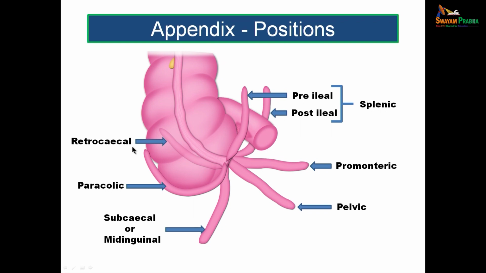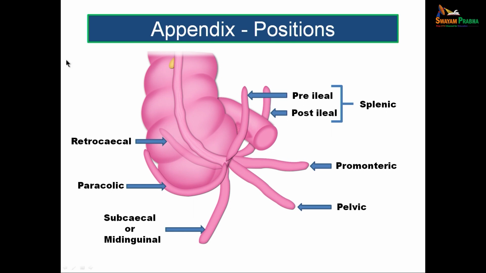So, positions of the tip will decide the position of the appendix. The commonest position, which is found in about 60% of the population, is retrocecal appendix. Retrocecal appendix is behind the cecum in the retrocecal recess, and this can also be expressed by using the hour hand of a clock depending on the classification by Treves.